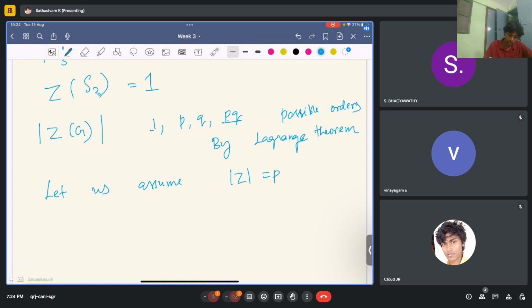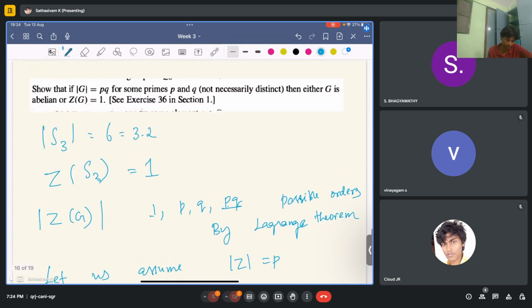It doesn't matter whether you take P here or Q here. There is a kind of symmetry here. It's enough to prove one of them. The other proof goes exactly the same. Okay, so let's take the center to be of order P, and we'll get a contradiction.